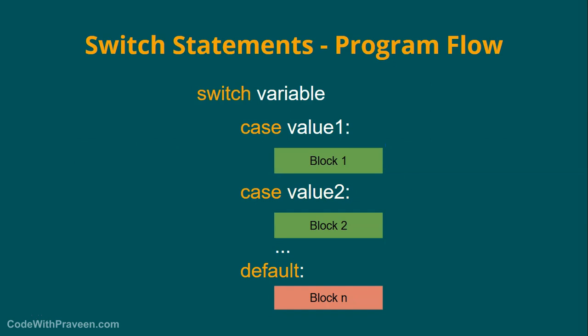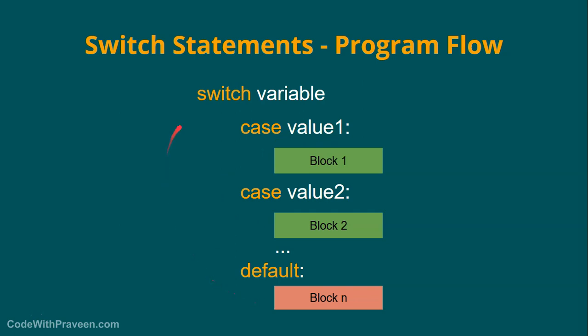Let us check the program flow in case of these switch statements. As you can see below, it is a bit different from all those if else conditions. We have the switch keyword followed by a variable name. Then we have a case keyword followed by a value. Then we have these blocks. So as you can see, we have multiple blocks and finally a default block.